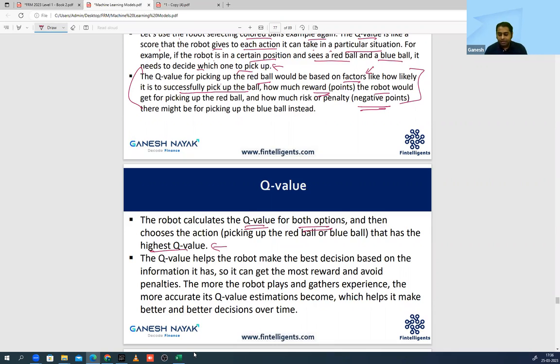Okay, Q value helps the robot. Please be with me, a little part to explain. Q value helps the robot make the best decision based on the information it has, so it can get the most reward and avoid penalty. Obviously, you will not want a penalty every time, but you have to take a decision. You don't know when it is going to be right or wrong.